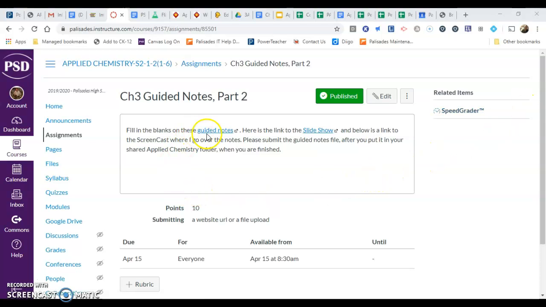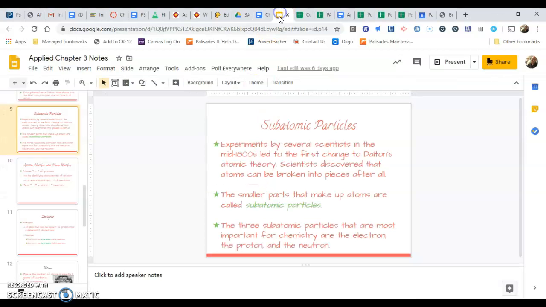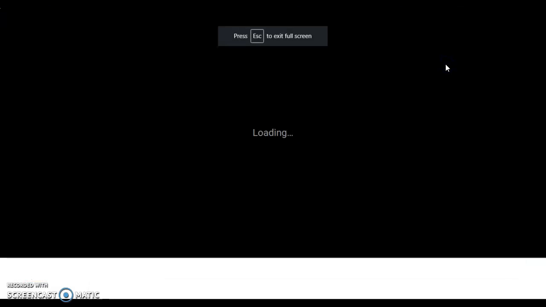When you fill in the blanks in this guided notes document, make sure you create a copy and put it in the folder that you shared editing rights with me. Then we're going to go through this PowerPoint, starting at slide 9.